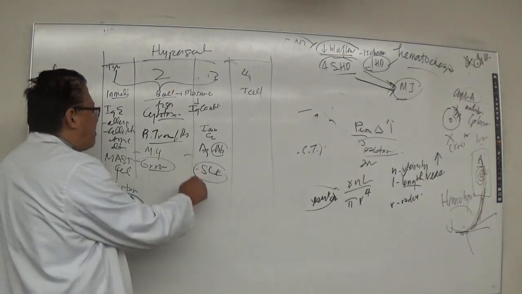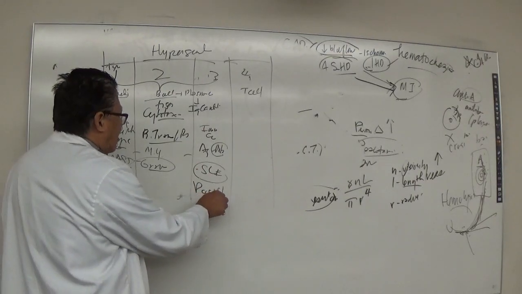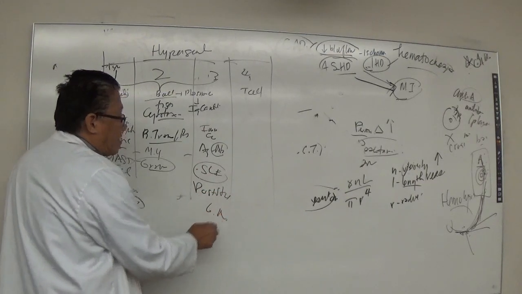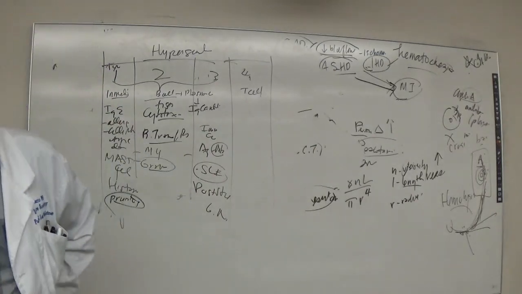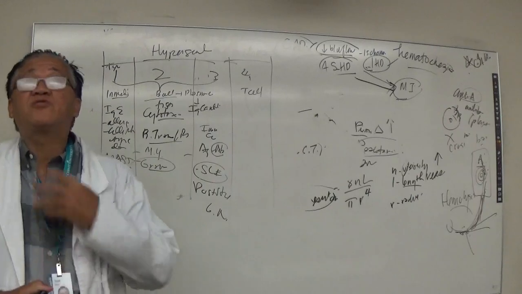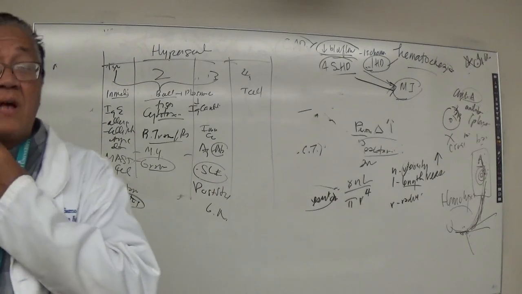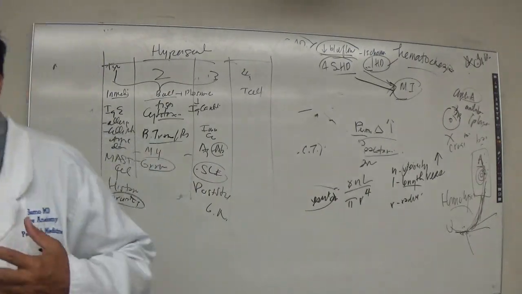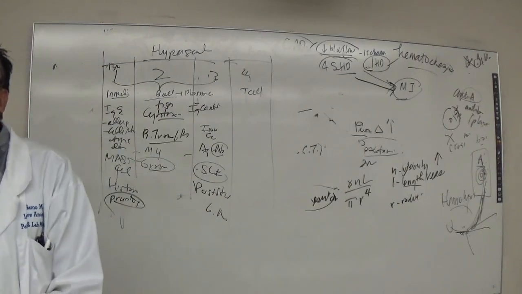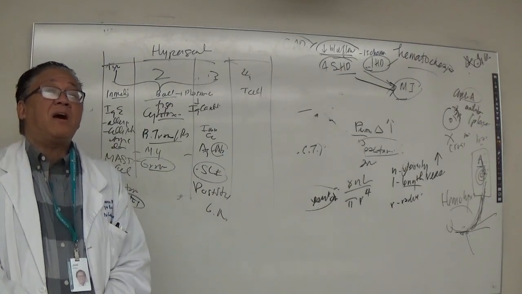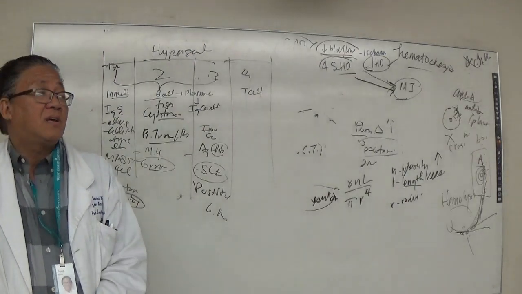Now what else? What about post-strep glomerulonephritis? Glomerulonephritis means the glomerulus of the kidneys are affected. Post-strep means what? After a sore throat with streptococcus or staphylococcus infection in the throat, after 1 week you develop what? Red urine. What is red urine? Hematuria. What is hematuria? Hema, red. Uria means the urine turns red.